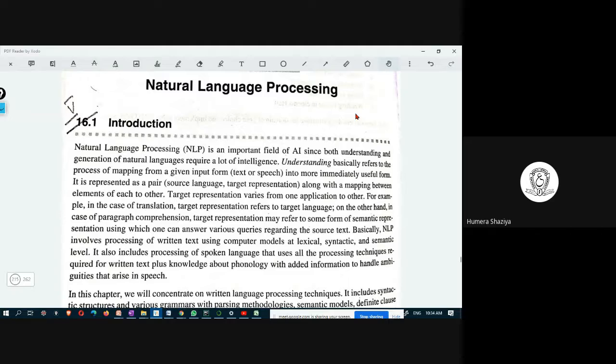So NLP is the next topic. NLP is natural language processing. What is a natural language? A natural language is a language spoken and written by humans. The language of humans is a natural language. The language of computers is a programming language.